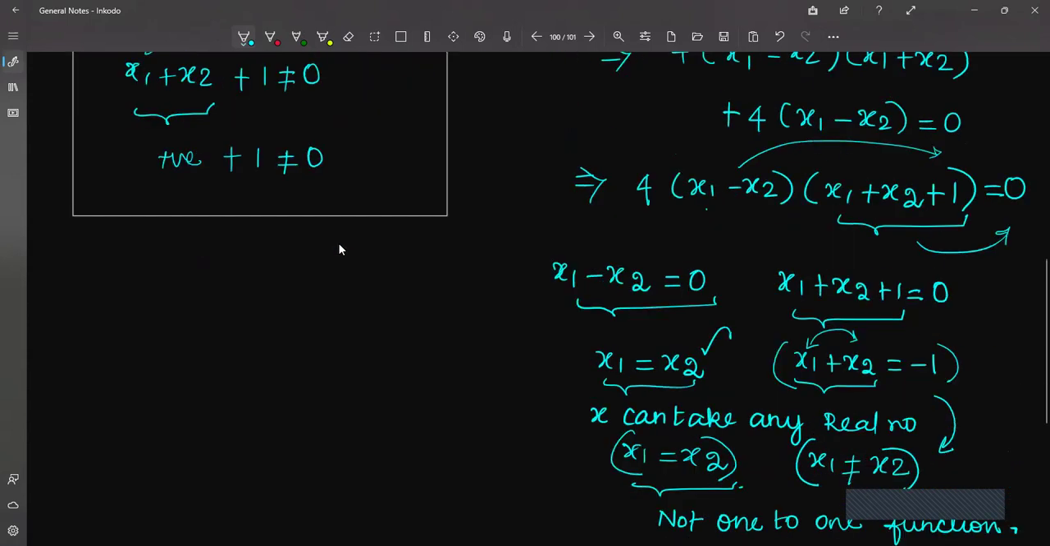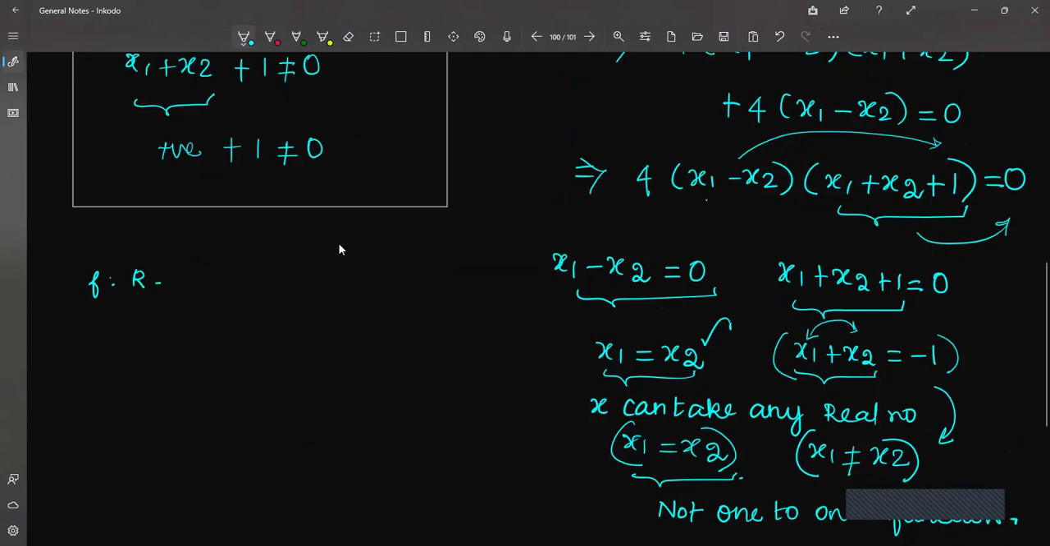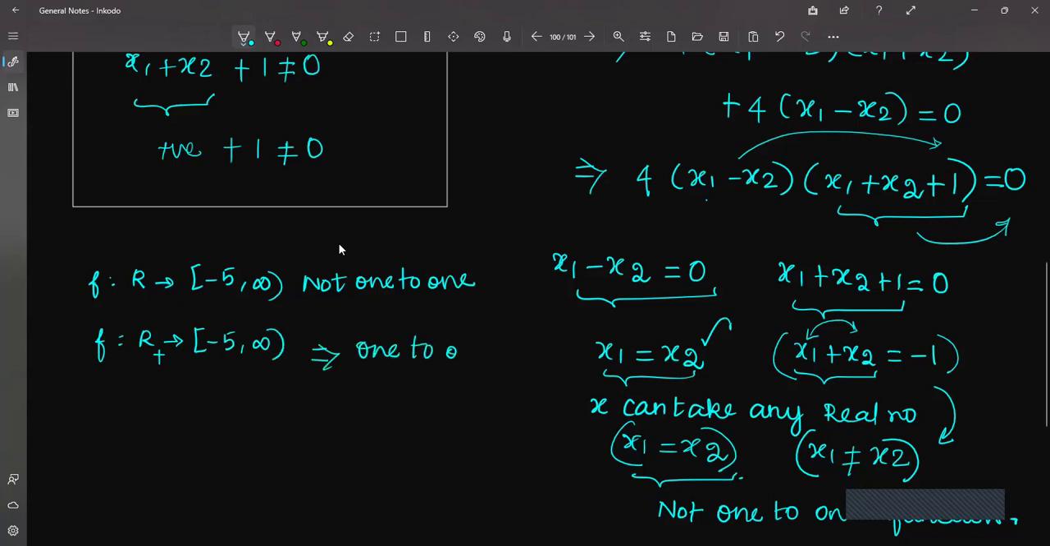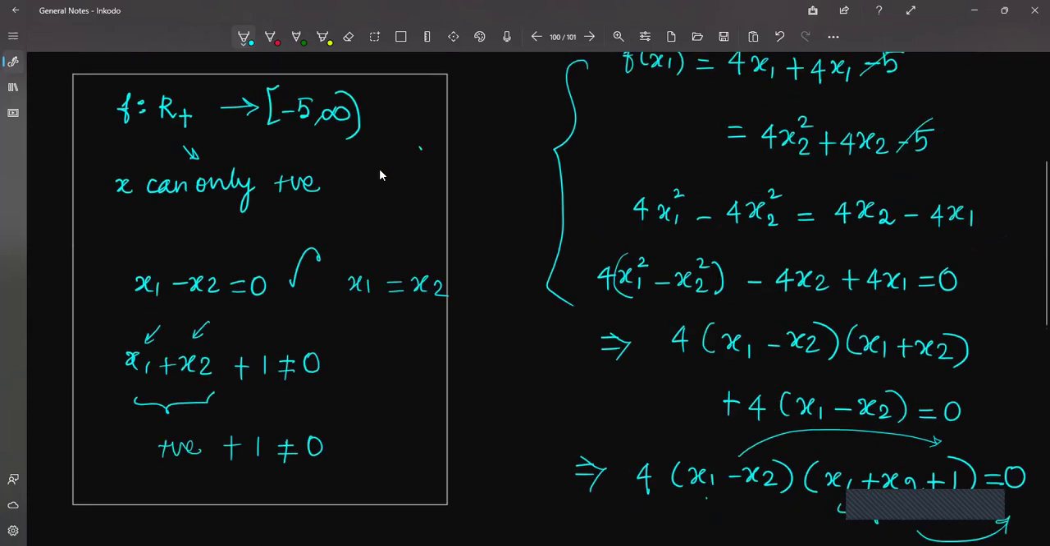So if the function is defined from R to [-5, infinity), it is not 1 to 1. If it is defined from R plus to [-5, infinity), in that case it is definitely 1 to 1. The reason being we don't have any other option than x1 equal to x2. In this case, this is not possible, so that possibility is ruled out.